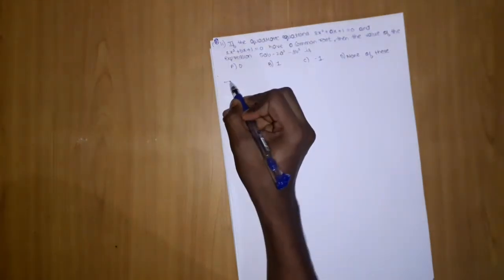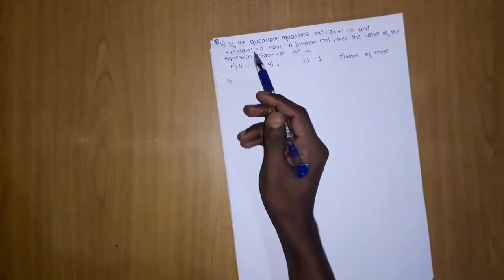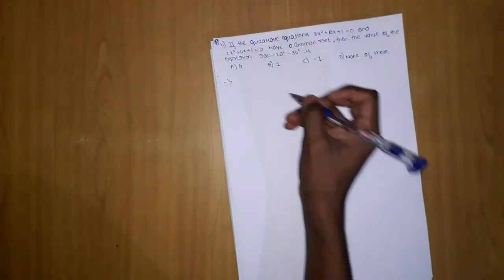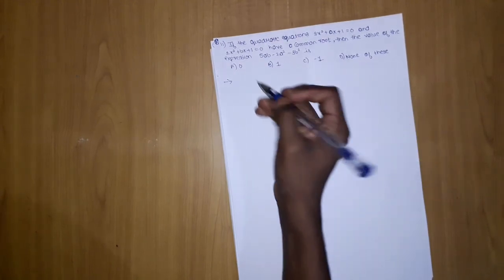Okay, question number 11. If the quadratic equations 3x square plus ax plus 1 equal to 0 and 2x square plus bx plus 1 have a common root, then the value of the expression. Since there is one common root, we should apply the common root condition. There is one other way in which you consider alpha as the common root and then cancel out the square term and move on, but we will not apply that ideology. Instead we will just apply the single common root condition.